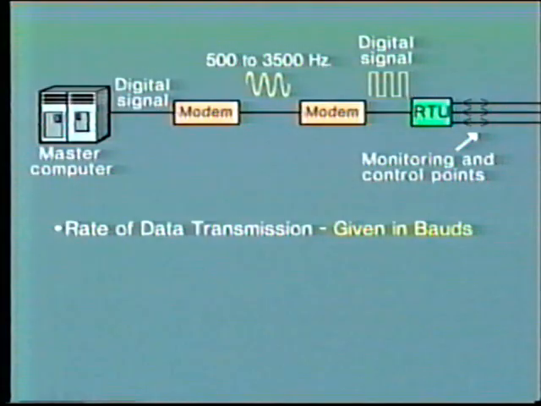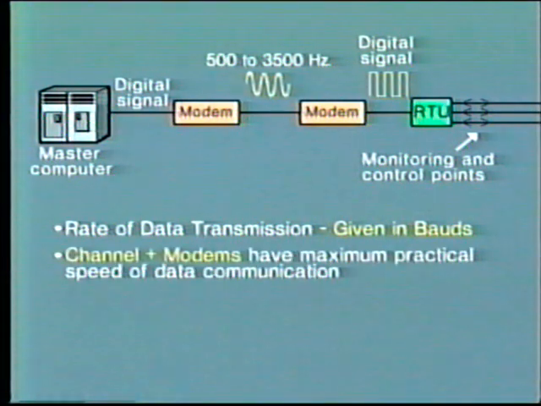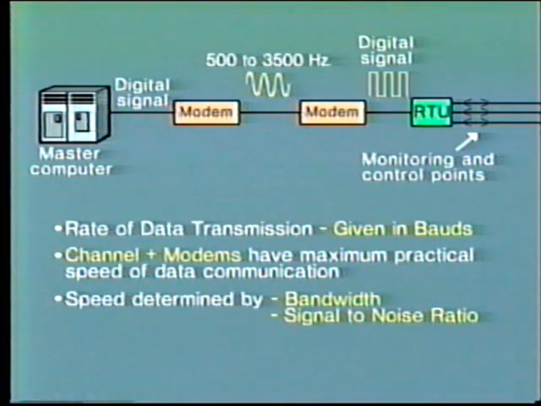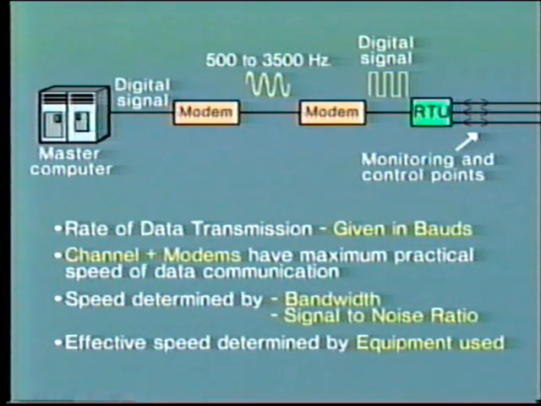The bit rate is a critical factor in SCADA performance. More bits per second means that a greater amount of information can be transmitted within a given time period. The rate of data transmission is indicated by the term baud. A specific communication channel and its modems have a maximum practical speed of data transmission, say 1200 baud. This speed is determined by channel bandwidth and signal-to-noise ratio. However, be aware that the type of communication equipment can significantly change the effective rate of communication over a given channel.